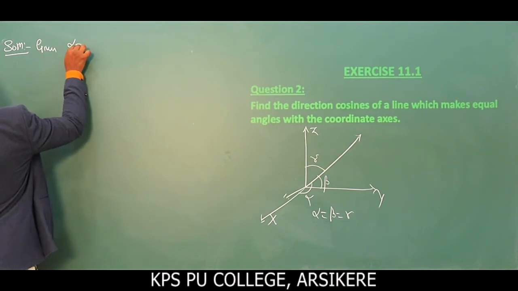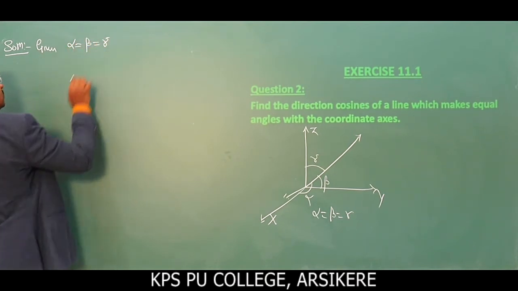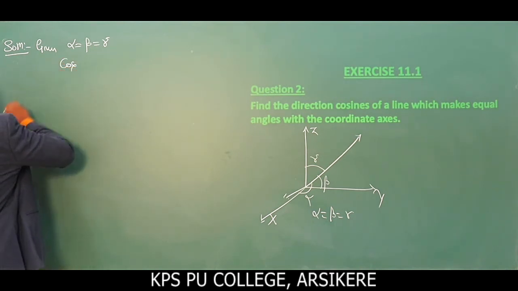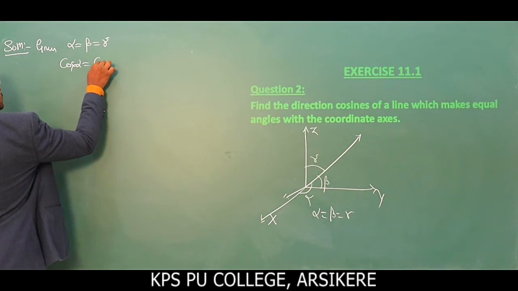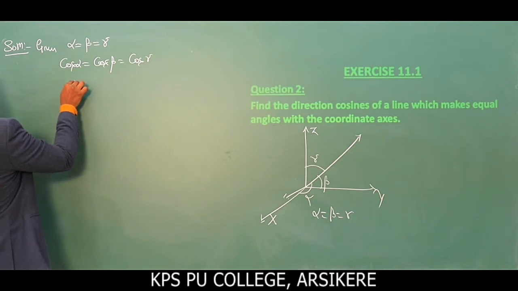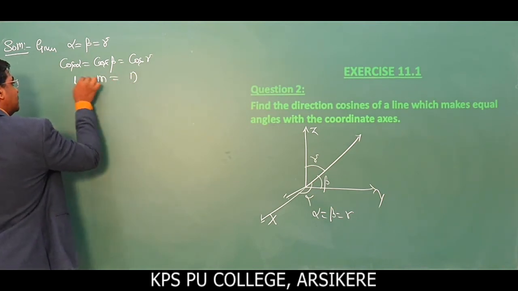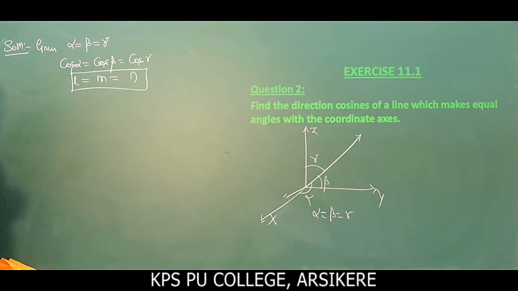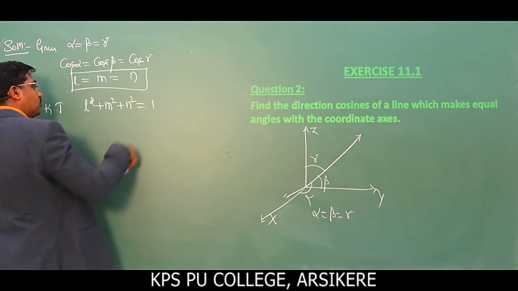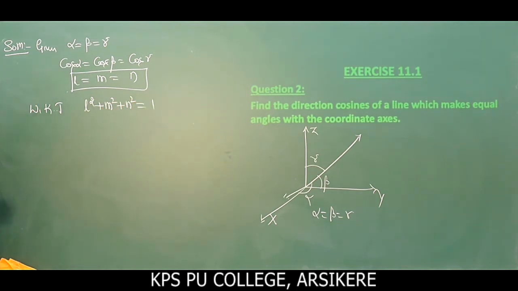Given alpha is equal to beta is equal to gamma. Once alpha is equal to beta is equal to gamma, the corresponding direction cosines: cos alpha is equal to cos beta is equal to cos gamma. So what is the notation we have here? l is equal to m is equal to n. This is very important here. We know that from the relationship between direction cosines, l square plus m square plus n square is equal to 1.